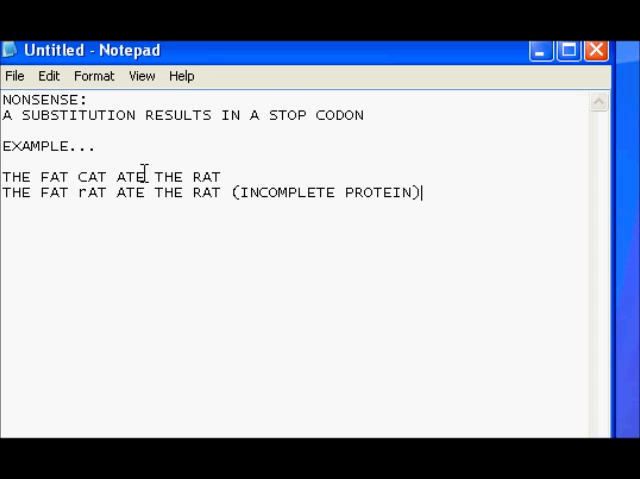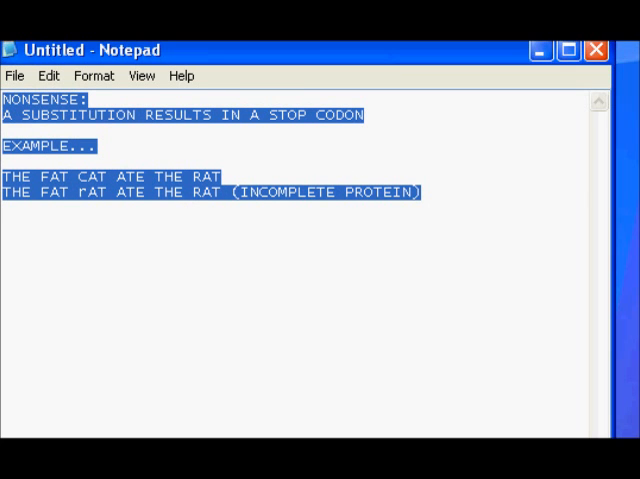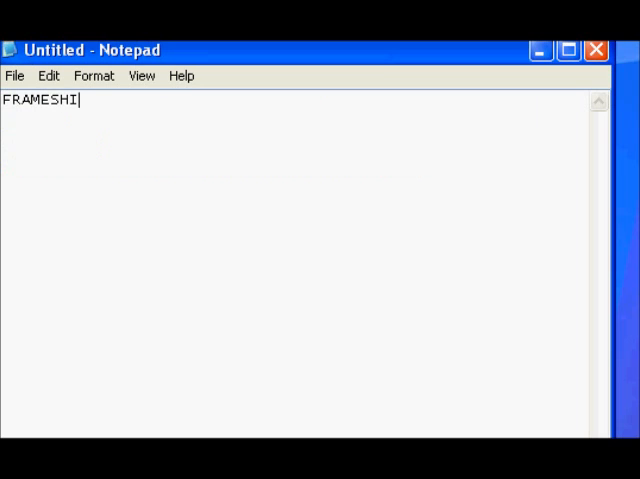Okay, so now we're gonna go on to the last one, frame shift. A frame shift is caused by an insertion or deletion.